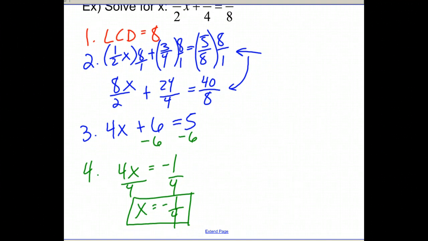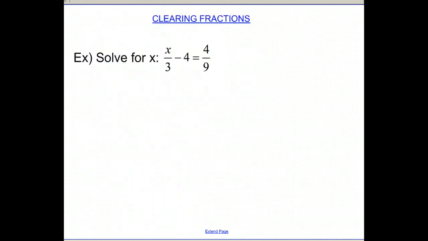So now let's try another example. Example 2, again we're solving for x, we're dealing with some kind of equation. I have x over 3, which again is the same thing as 1/3 x, and you can change it to that if you're more comfortable that way. Minus 4 equals 4/9. So again, first step here, find that LCD.